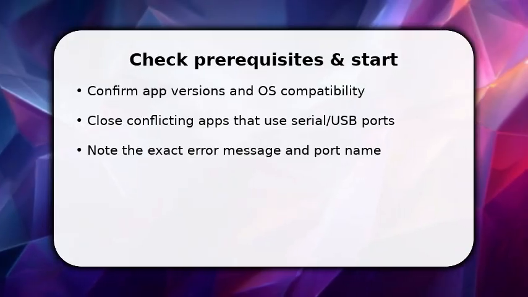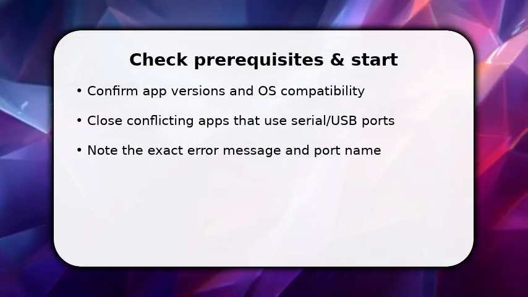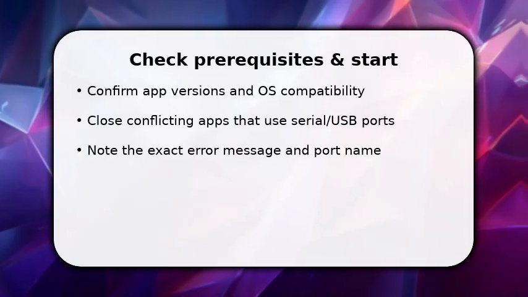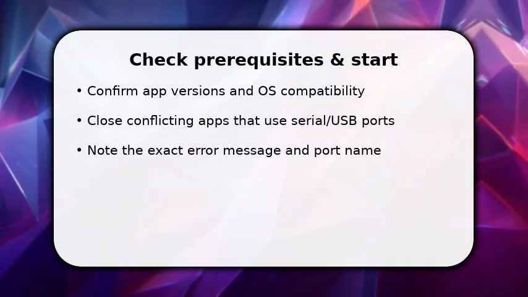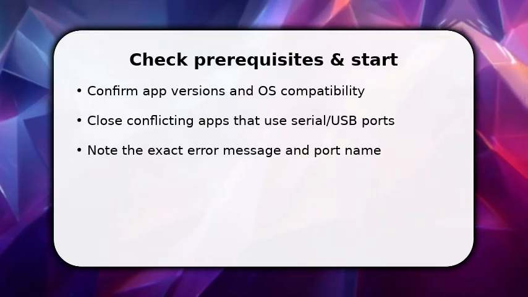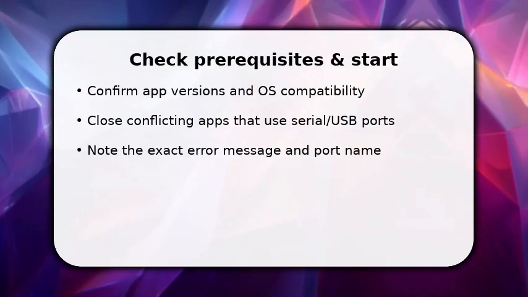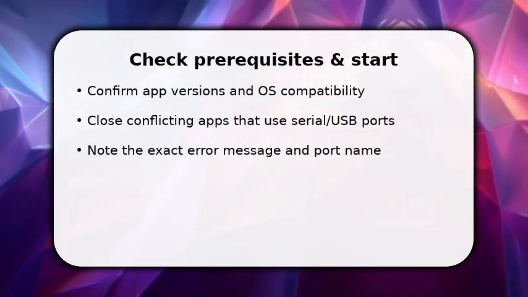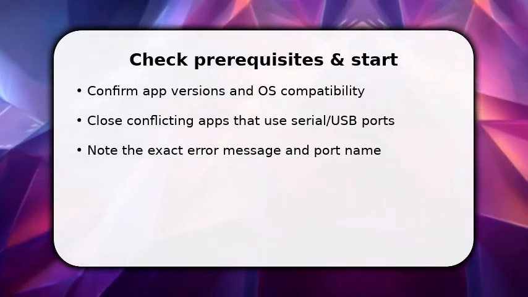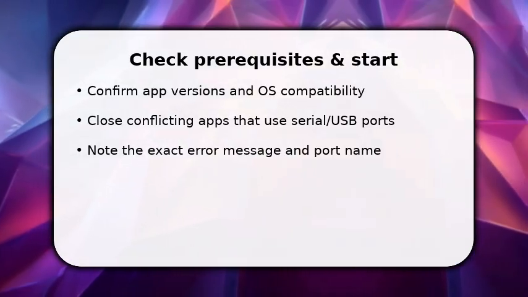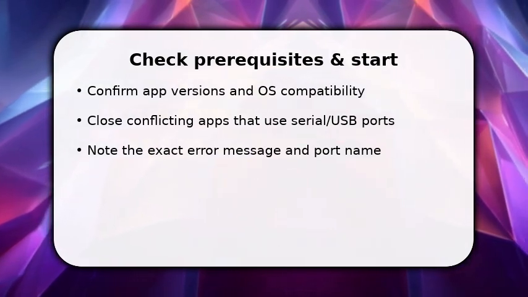You're starting with what matters. Confirm the remote mouse software version and OS compatibility, and identify the exact port name shown in the error. Once done, close any programs that might reserve serial or USB ports, like terminal apps, device managers, or other remote tools. Then reboot the device quickly to clear hung drivers. Don't skip this because a stale process often holds the port. Make sure you have admin rights so you can inspect drivers and change settings in the next steps.